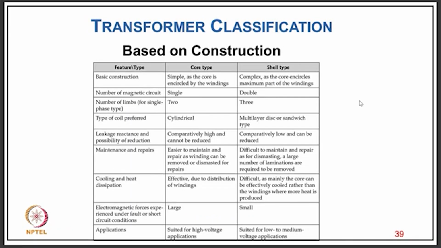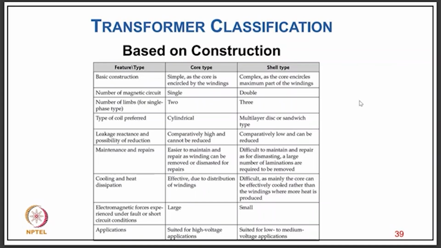And this is the typical comparison of core type and shell type transformers. The core type core is encircled by the winding, and the shell type is more complex, and the core encircles the maximum parts of the winding. The number of magnetic circuits is single in the case of core type, and in shell type there are two magnetic circuits on both sides of the yoke portion. For a single phase, the number of limbs is two in the core type and three in the shell type.